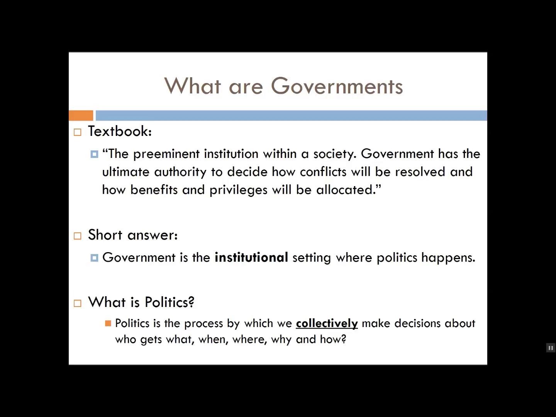So think of it this way. Government is to politics as Southeastern Oklahoma State University is to your education. This is an online class, so most of you are going to be at home right now. Very few of you are actually going to be sitting on campus watching this video at this moment. Yet, you're still getting your education from Southeastern Oklahoma State University.